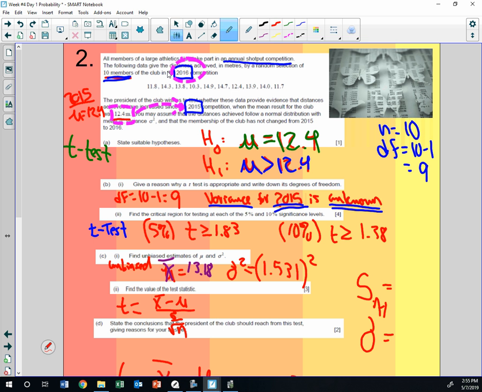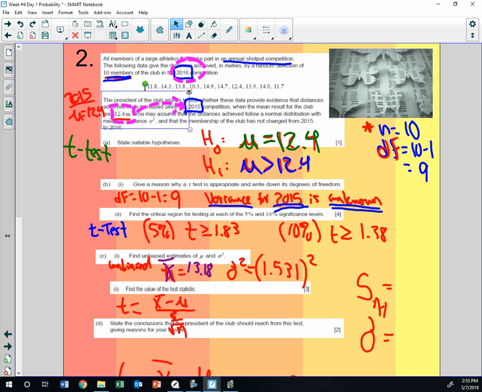As you're thinking about 10 data points, n is equal to 10, the degrees of freedom you can immediately calculate will be 10 minus 1, or 9. Then we're trying to look at last year's, the 2015, and we notice that the mean was 12.4 meters, and we are trying to see if there's a difference this year.